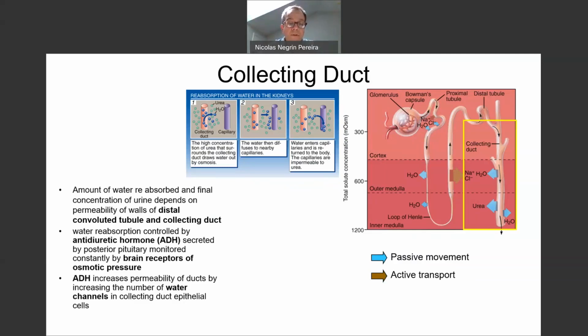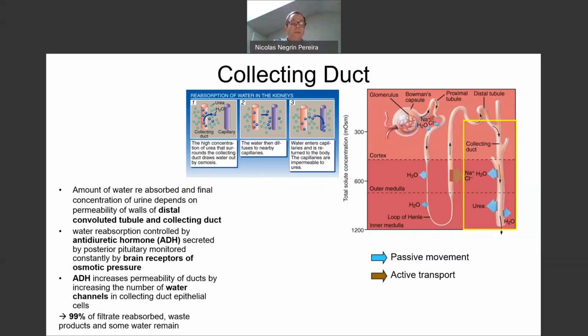So ADH increases the permeability of the ducts by increasing the number of water channels in the collecting duct epithelial cells. So it's fundamental. And again, it is in the distal tubule that they are highly permeable to urea. And remember, urea, once in the medulla, cannot return to the ascending limb of the loop of Henle, so it stays in this region of the kidney, and that contributes to the osmotic gradient of the organ, which at the same time is responsible for most of the water reabsorption of the renal fluid.